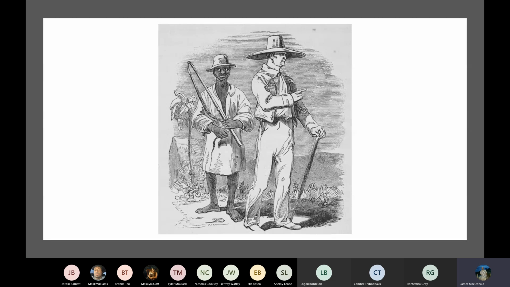Slaves in the task system were encouraged to finish early. Get your list of chores or work done early, and then you could maybe spend the rest of the day on your own, depending on your owner. There was no rule that said if you completed these things and did 12 hours of work, you get to go fish if you're a slave, or tend to the garden plot that you might have behind a slave cabin, or spend time visiting family members.